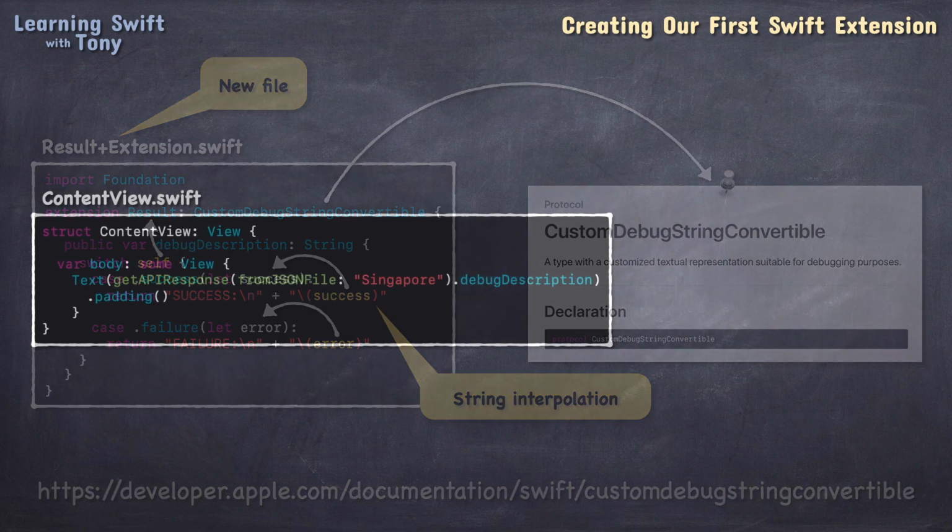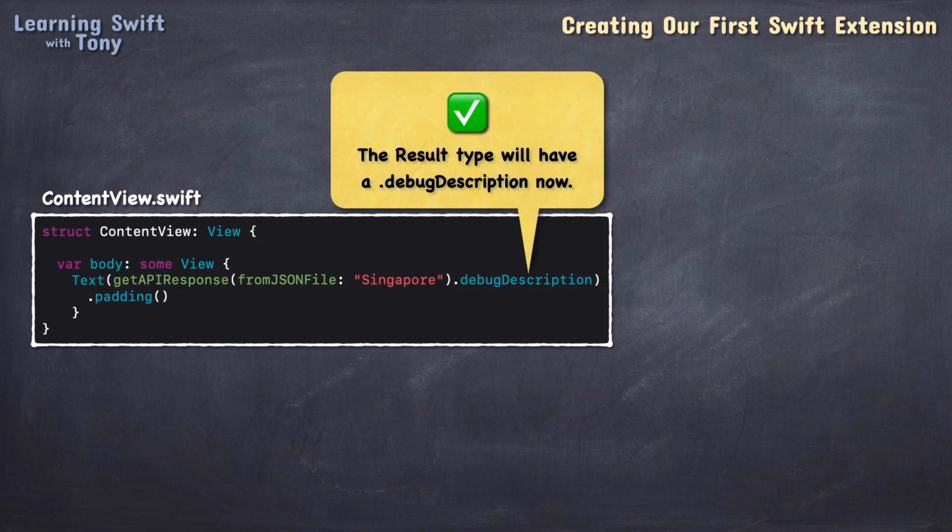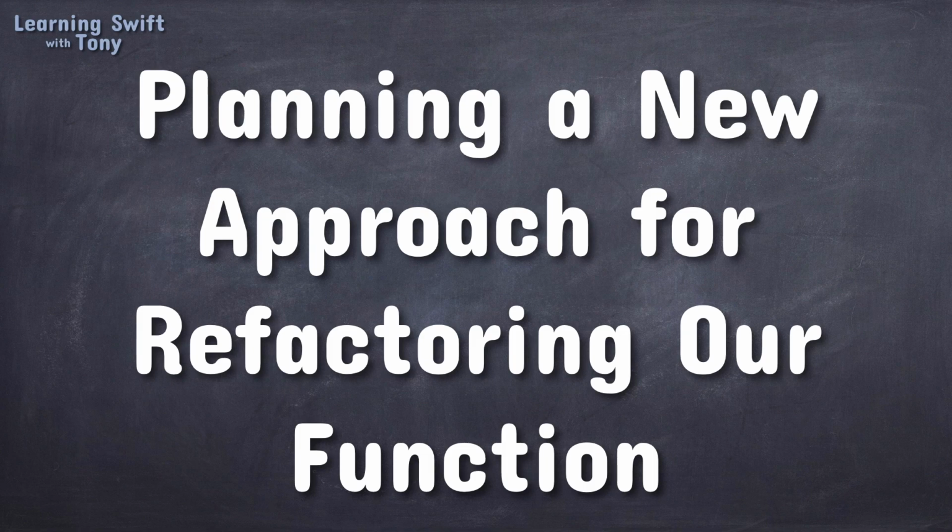Now that we have extended the result type so that each instance will have its own debug description property, and we got rid of the error in the content view, let's design a plan for a new approach for our JSON decoding function, so that our function this time will return a result value instead of an optional custom structure.